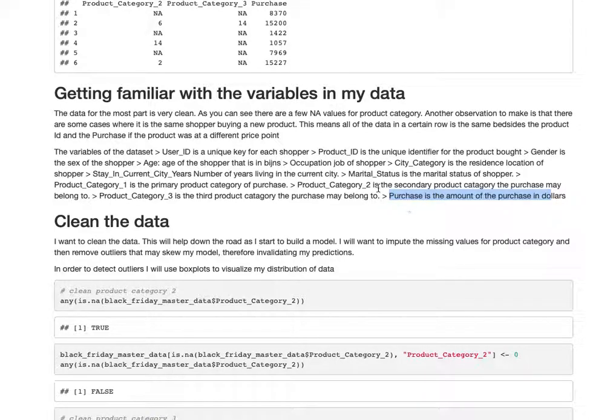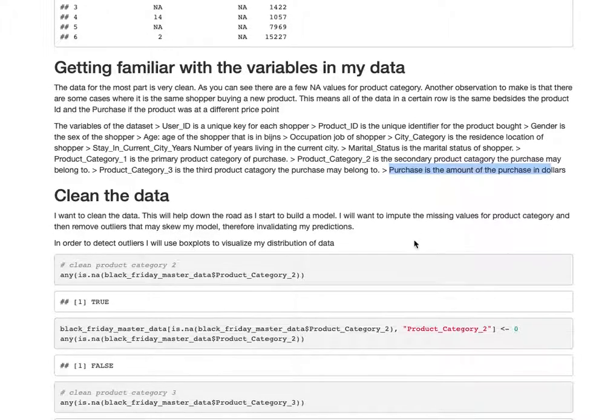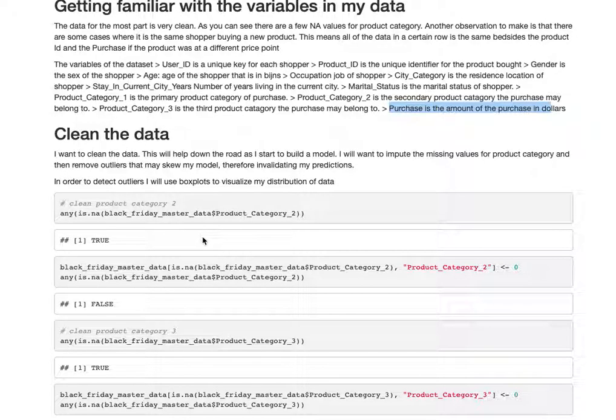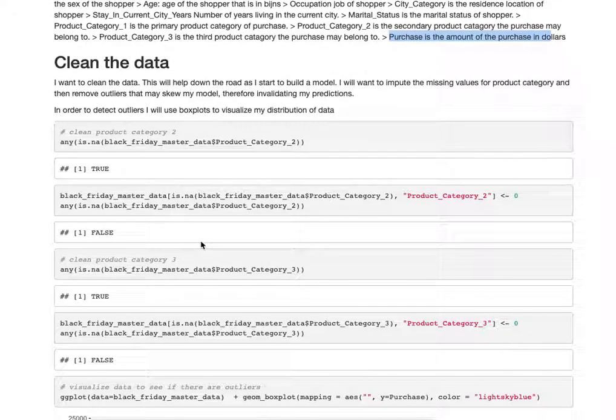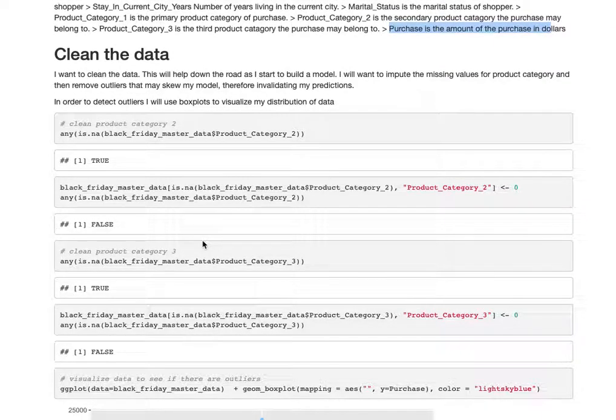This is the variable that's checking purchase, and this is where we want to optimize purchase. We want to see more transactions, and we want to see people spending more. That's the goal of this model, and what the store really wants from this data set.